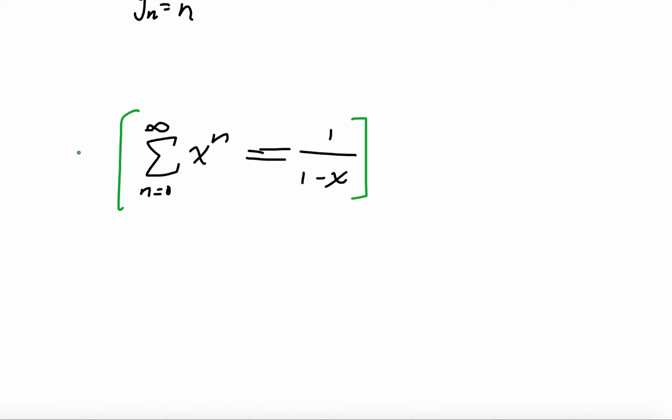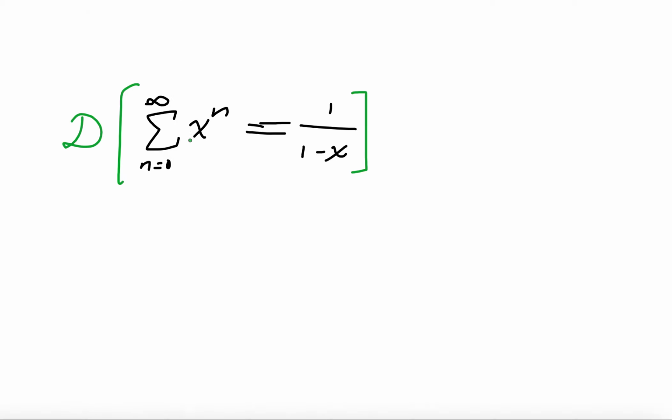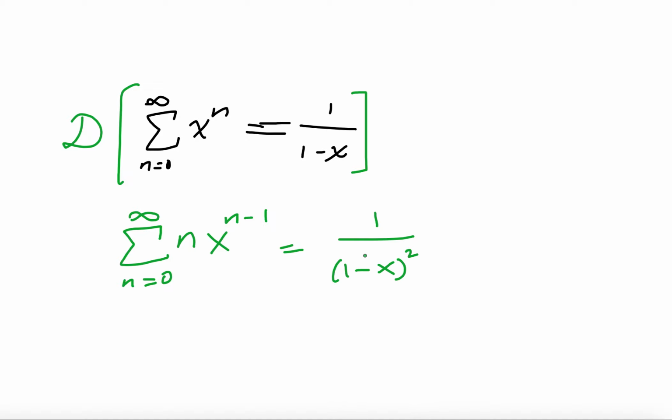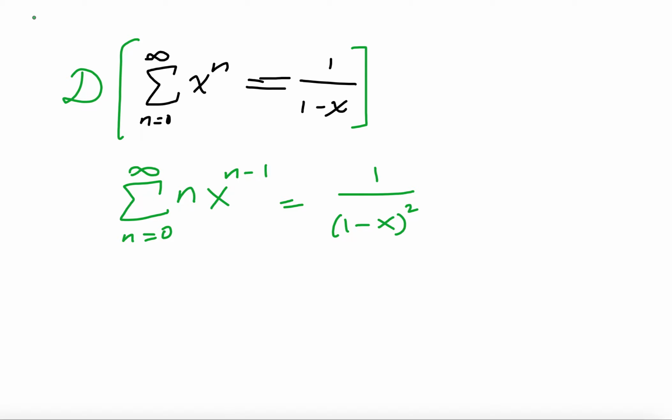So taking the derivative here by the power rule, we get nx to the n minus 1. So the sum, n going from 0 to infinity, of nx to the n minus 1 is equal to 1 over (1 minus x) quantity squared. All right, but we want nx to the n, so what do we do?